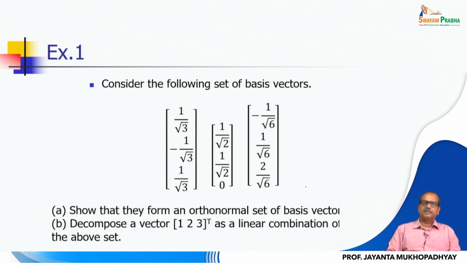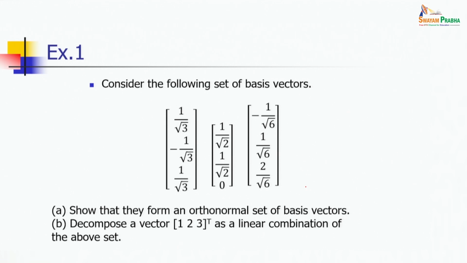So let us now consider a few exercises here. First, let us consider the following set of basis vectors or atoms in a dictionary. So you have a dictionary with 3 atoms. The first problem is to show that they form an orthonormal set of basis vectors, and to decompose the vector 1, 2, 3 as a linear combination of the set. You note that each vector is a unit vector. That was the assumption of a dictionary. Each vector is a unit vector.